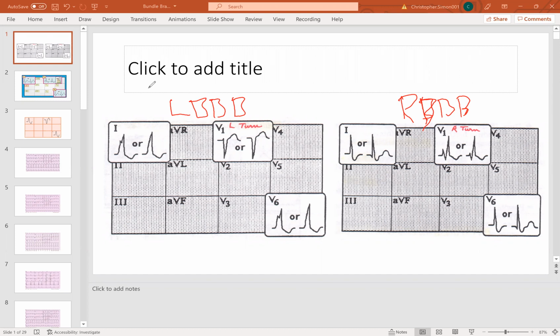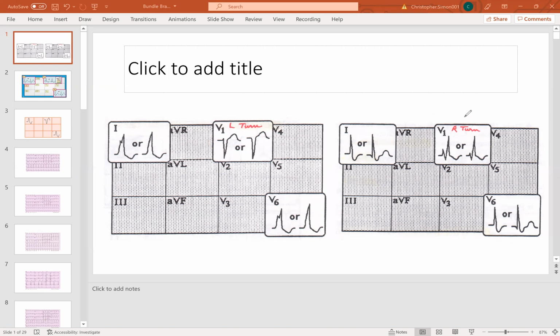Okay, so notice on V1 here, how it goes down. It's a negative deflection on the left bundle branch block. Notice on the right bundle branch block, how V1 is a positive deflection. It goes up. Okay, that's going to be a hallmark characteristic of a left and a right bundle branch block. So if I just was to ask you a very simple question and I say, hey, V1, left bundle branch block, which way does it go? You should be like, oh, it goes down. If I said, hey, V1, right bundle branch block, which way does it go? You should be like, oh, it goes up.